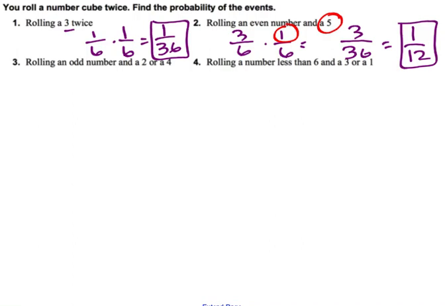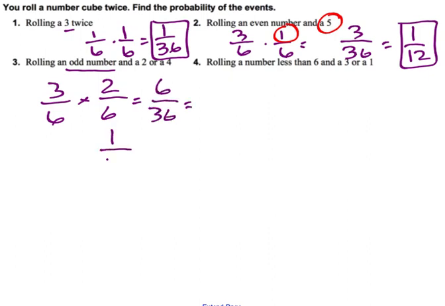Okay, next, rolling an odd number and a 2 or a 4. For the first event, an odd number happens 3 out of 6 times. A 2 or a 4, that's 2 events out of 6. This is a probability of 6/36 or 1/6. There is a 1/6 probability of rolling an odd number and then rolling a 2 or a 4.